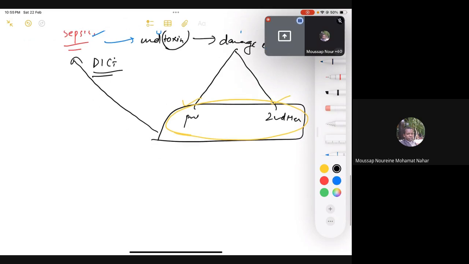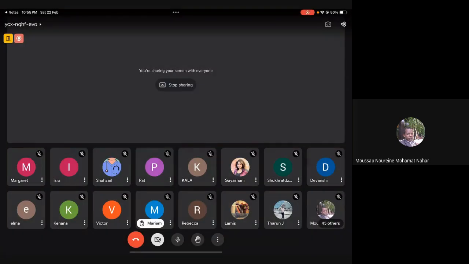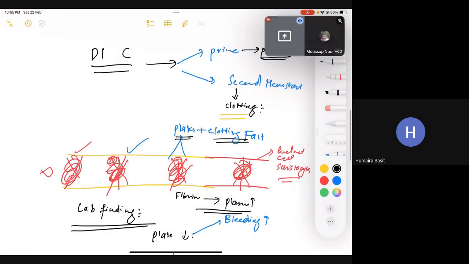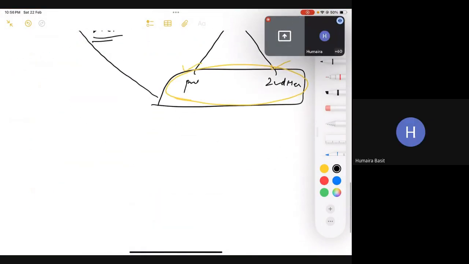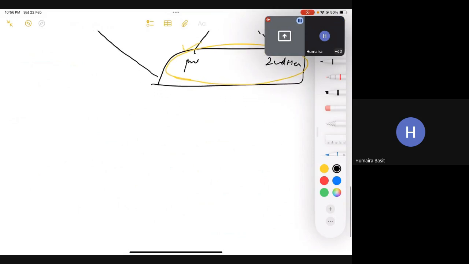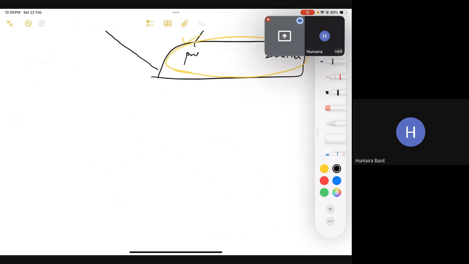So can anyone please raise your hand. Does anyone know another cause of DIC? Please raise your hands. Yes, Dr. Muskan, what do you think? In eclamptic patients. Okay, so yes, that could also be a cause, right?